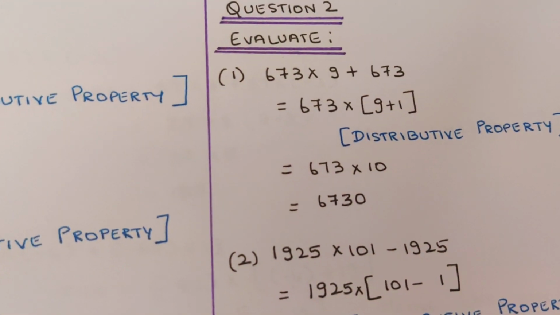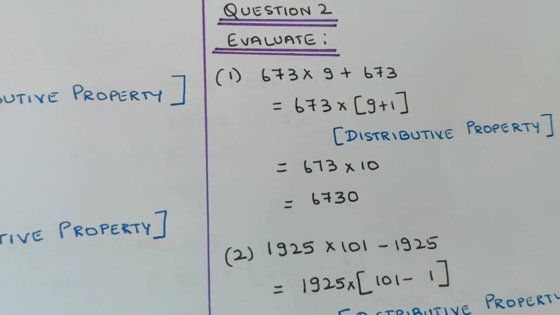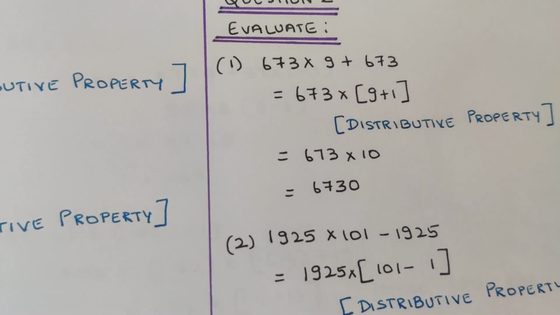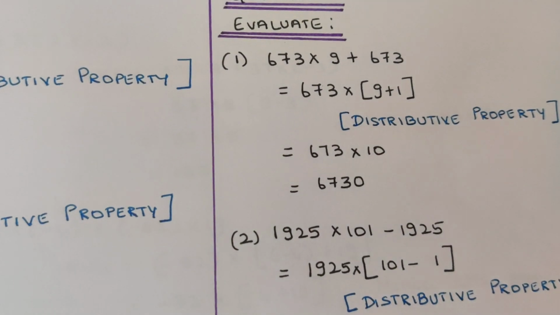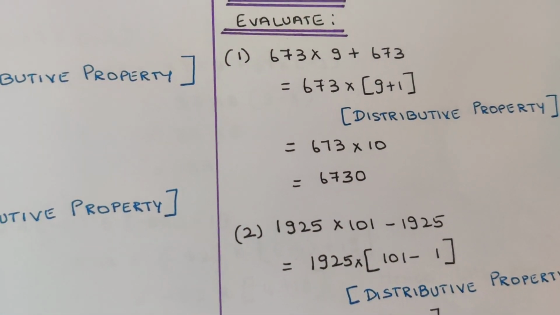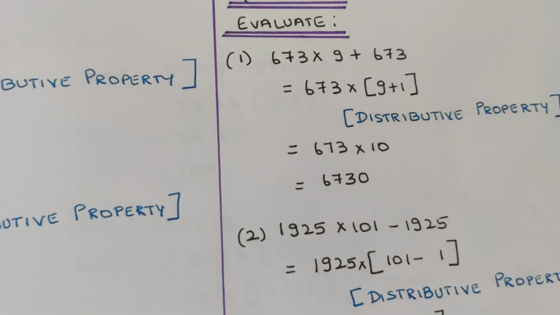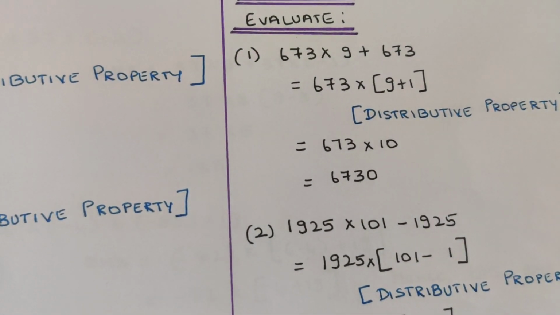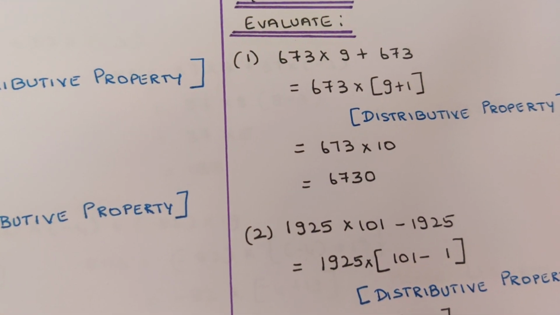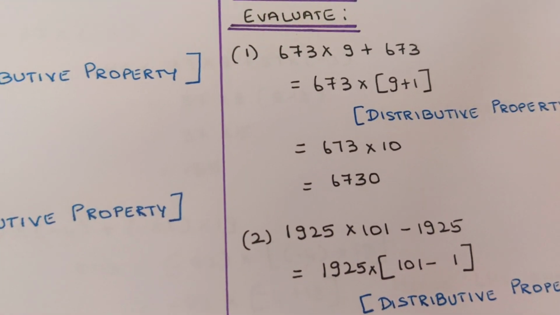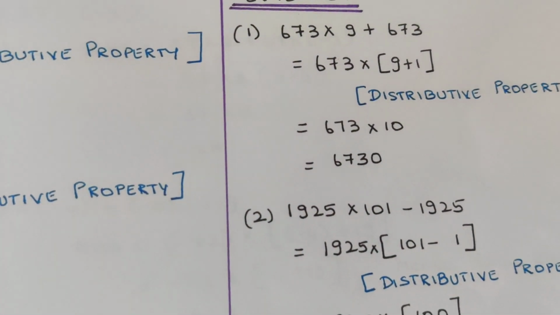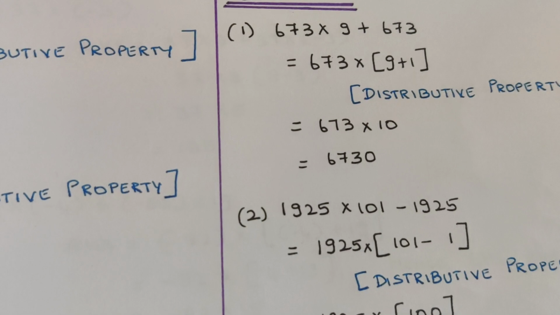It says 673 into 9 plus 673. But here in this sum, after the plus sign, the number is just 673. So kids, please understand, any number multiplied by 1 is the same number. So 673 into 1 is 673. So using the concepts of multiplying the number by 1 and the distributive property, we get the expression as 673 into 9 plus 1, which becomes 673 into 10 and the answer is 6730.